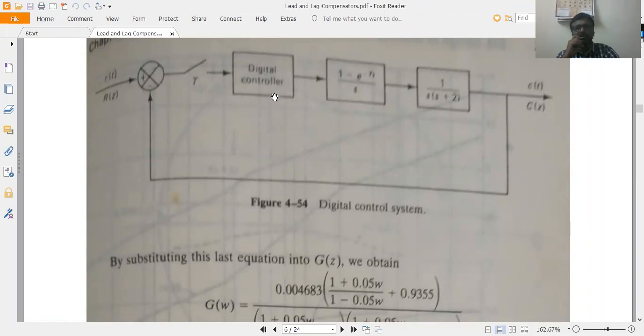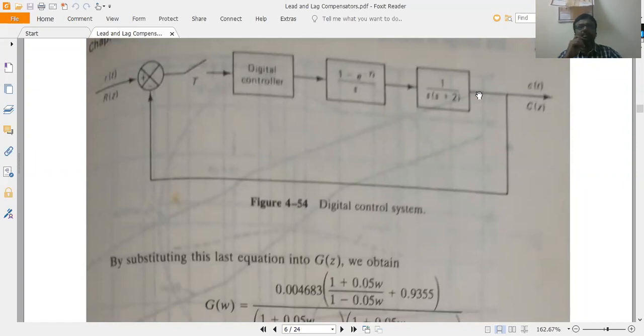And this is the digital controller we have to design, this is the zero order hold circuit, and this is the transfer function according to the clock. And this is a closed loop system. So for this type of system, we have to design the lead compensator as well as the lag compensator. It is a simple thing, not to be confused, as the procedure is carried out.